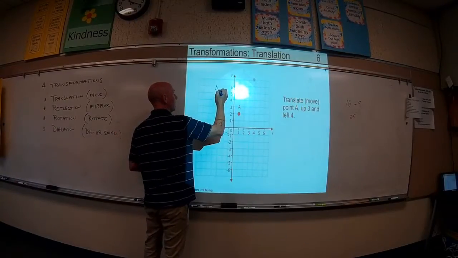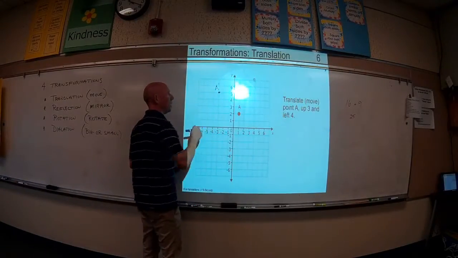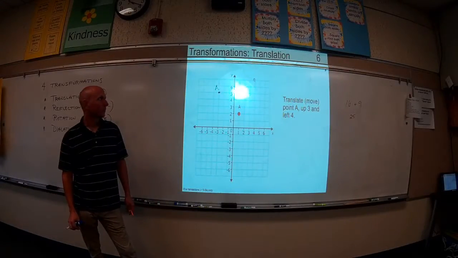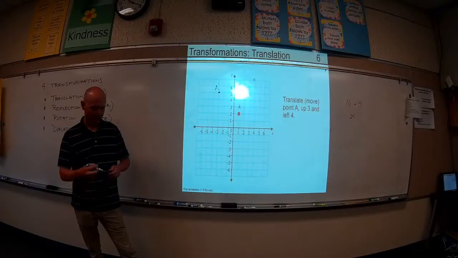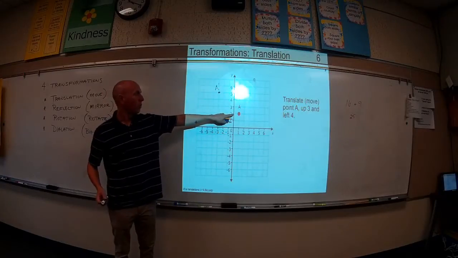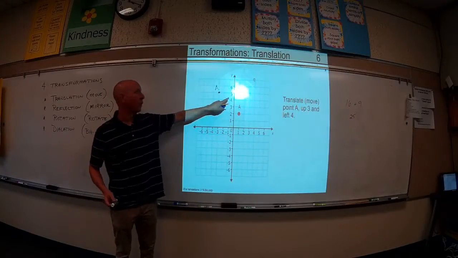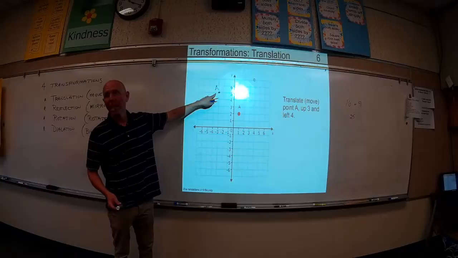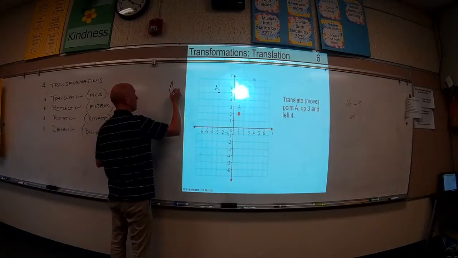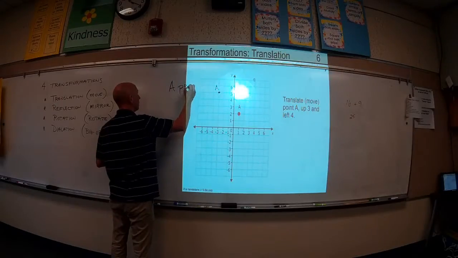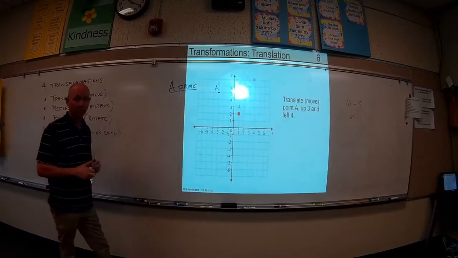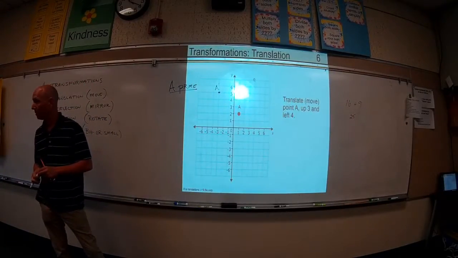Label it with an A with an apostrophe. The first point was called A. The new point is called A prime. Write that next to it. This is A prime. That's how you say that. A prime.